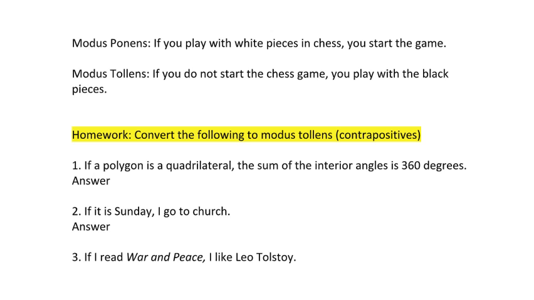Example 1. If a polygon is a quadrilateral, the sum of the interior angles is 360 degrees. So we see this is the if statement, that's P. The next statement is Q. So we start with the Q statement, and we highlight it, and then we negate it. If the sum of the interior angles is not 360 degrees, type that first, then a polygon is not a quadrilateral. Makes sense. What if you have something that's 180 degrees? Is that a quadrilateral? No, so the condition is met.